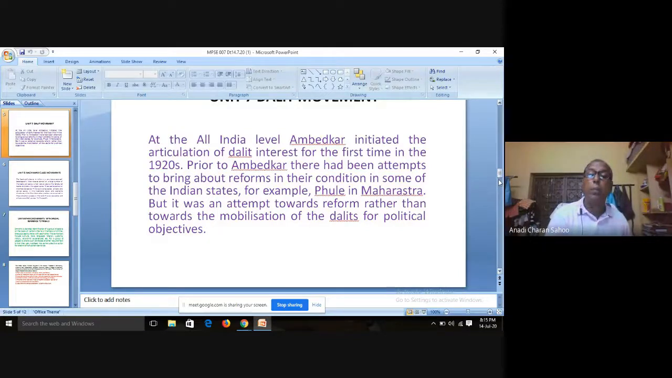At the all India level, Dr. Bhimrao Ambedkar initiated the articulation of Dalit interests for the first time in the year 1920.